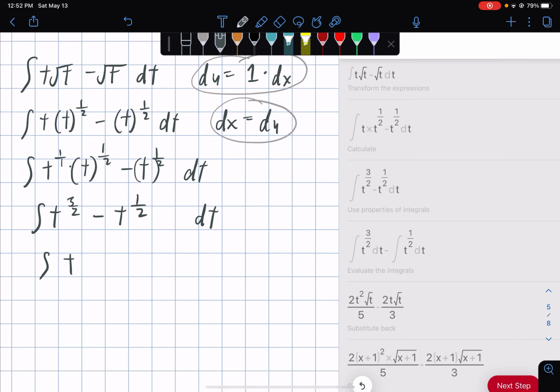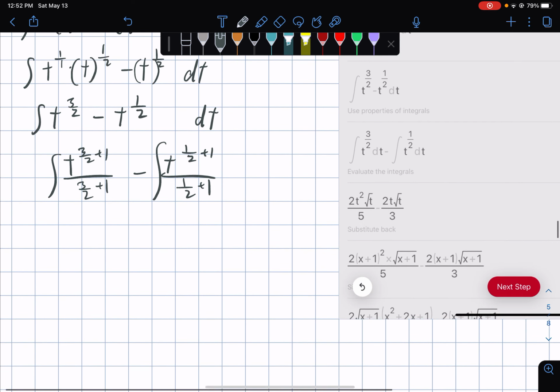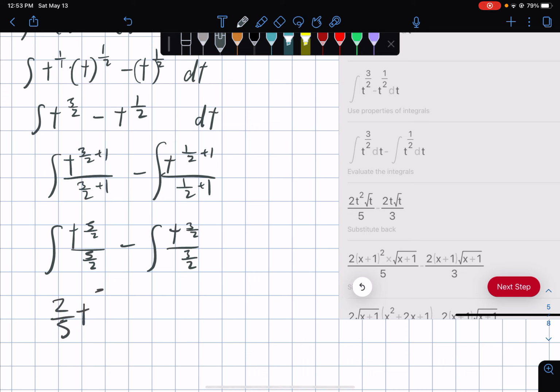Okay, and then try power rule. It's going to be 5 over 2, and then 5 over 2 here. And then the other one would be 3 over 2, 3 over 2: 2 over 5t raised to 5 over 2 minus 2 over 3t raised to 3 over 2.